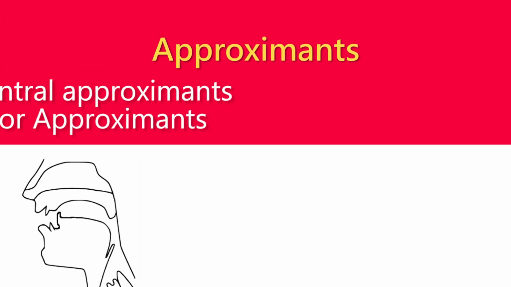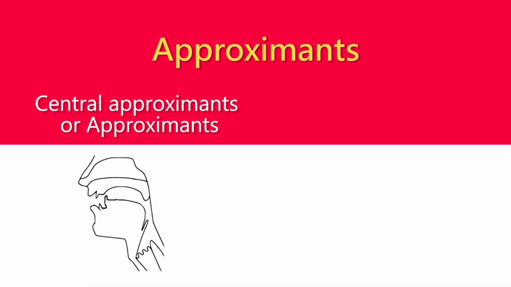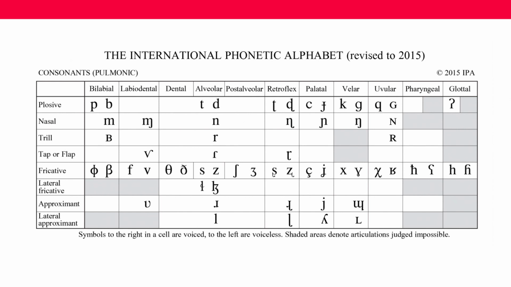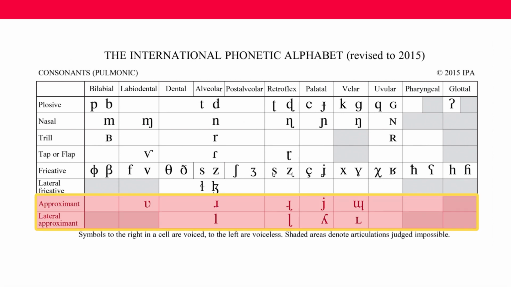Approximants are of two types: central approximants, or just approximants, and lateral approximants. If you look at the consonant chart, you will see that when they are central, the word central is not mentioned. It just says approximant. It's only when the approximant is lateral that you put the word lateral there. So you have central approximants and lateral approximants, and both of them together are part of the larger group of approximants. Another interesting observation is that all approximants are voiced.